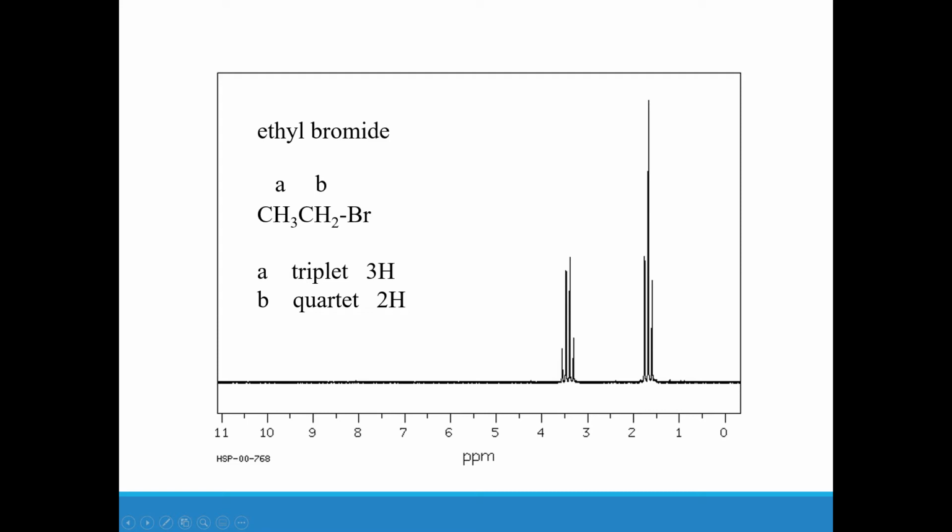So going with A, A has 2 neighboring hydrogens. 2 plus 1 is 3, so a triplet. So here you can see 1, 2, 3. There's our triplet. Meanwhile, for B, it has 3 neighboring hydrogens, so 3 plus 1 is 4, quartet. 1, 2, 3, 4. So this group belongs to this methyl, this peak belongs to that methyl.